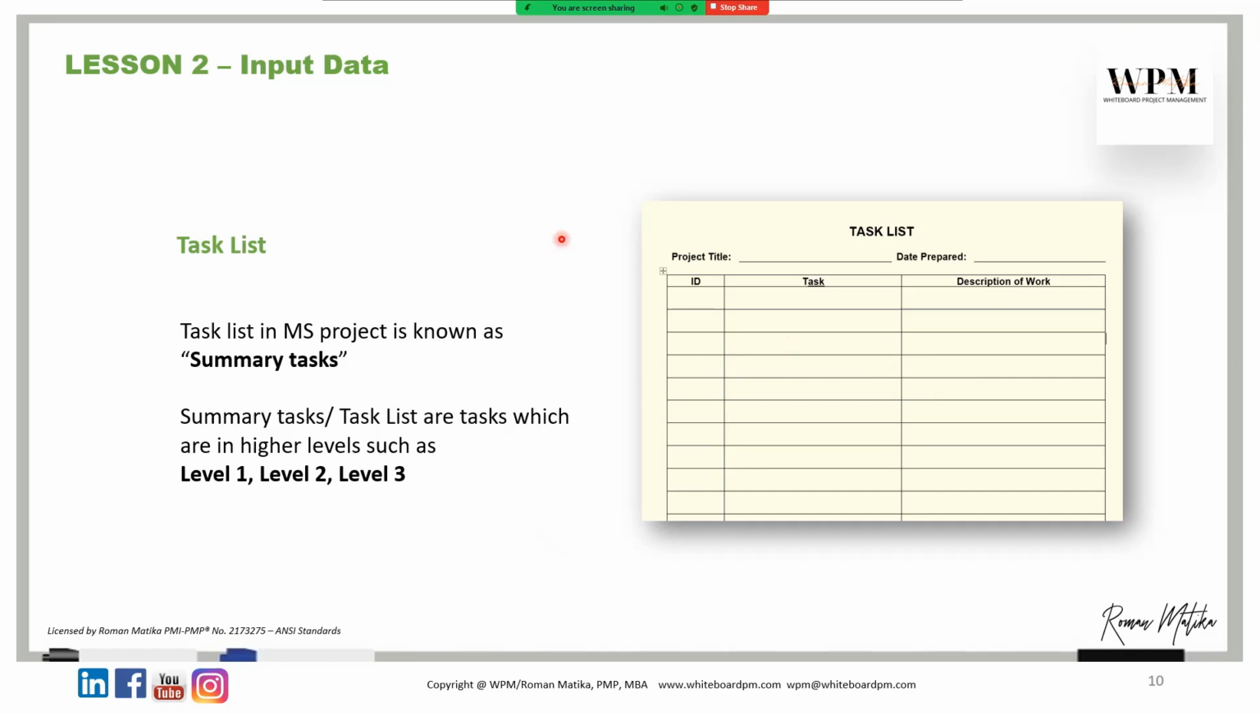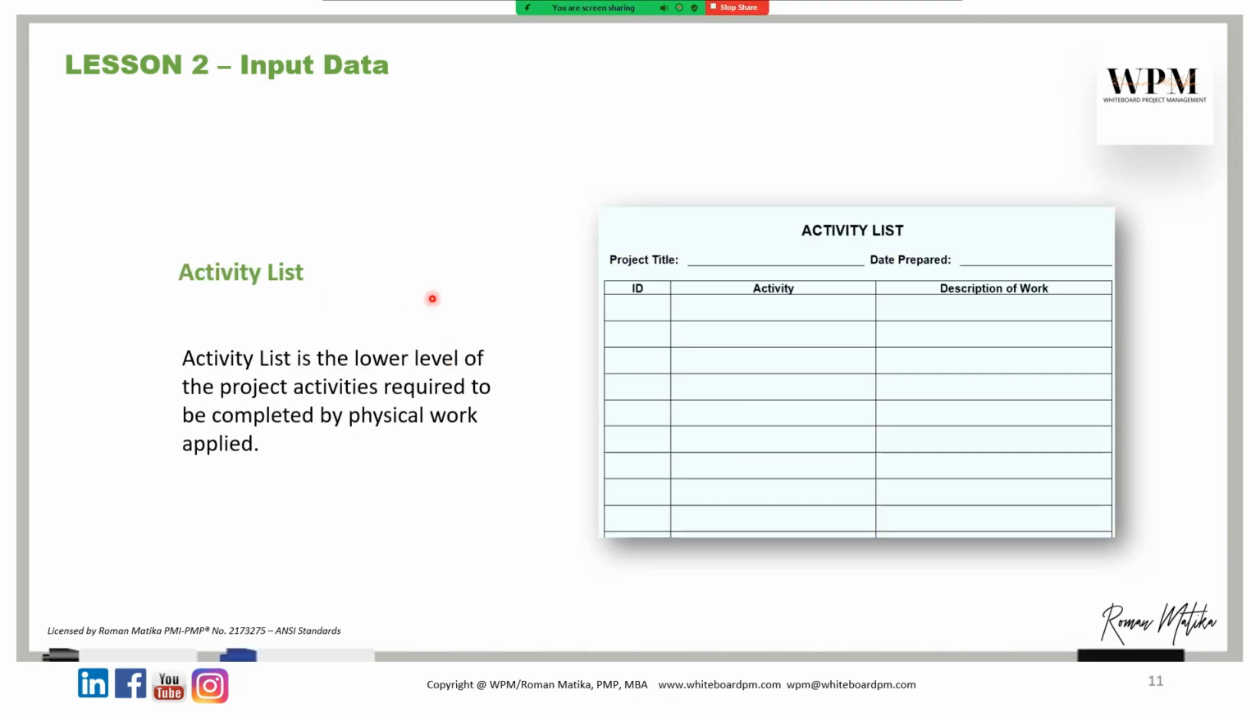The task list is the list of tasks needed to be completed by the contractor. It's a high-level task. In Microsoft Project, the task list is named summary tasks. Under each summary task, you have a list of activities. The activity list is the list of activities required to be completed in order to complete the full task. Those activities are defined in the activity list for one single summary task. Each summary task has a list of activities.